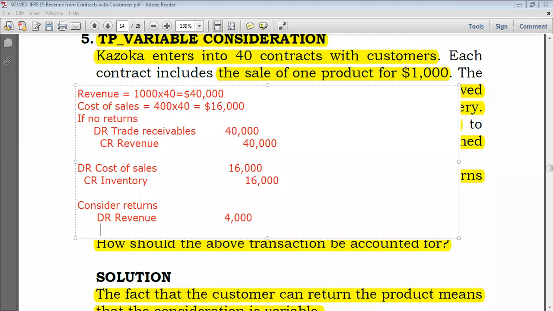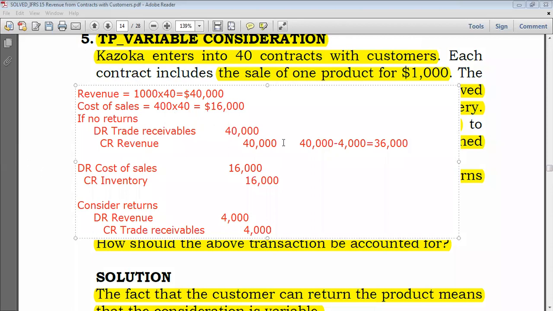And then by debiting revenue with 4,000, what would be the corresponding entry? The corresponding entry here would be to credit what? Because I'll remove revenue, I would also have to remove trade receivables. So I would have to credit trade receivables, removing them by 4,000. Do you see the net here? What would be the net amount? The net amount is that revenue of 40,000 would now change. It would be 40,000 minus this 4,000, which would give you 36,000, as we just saw in the question.